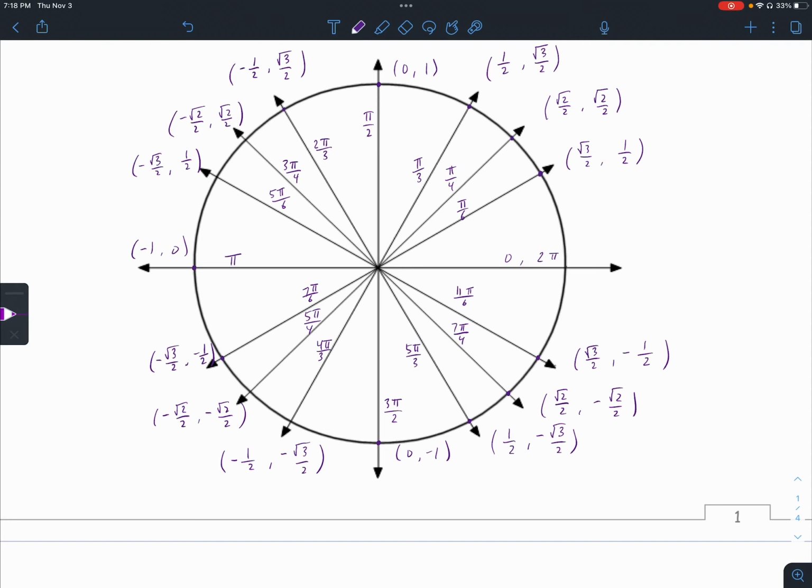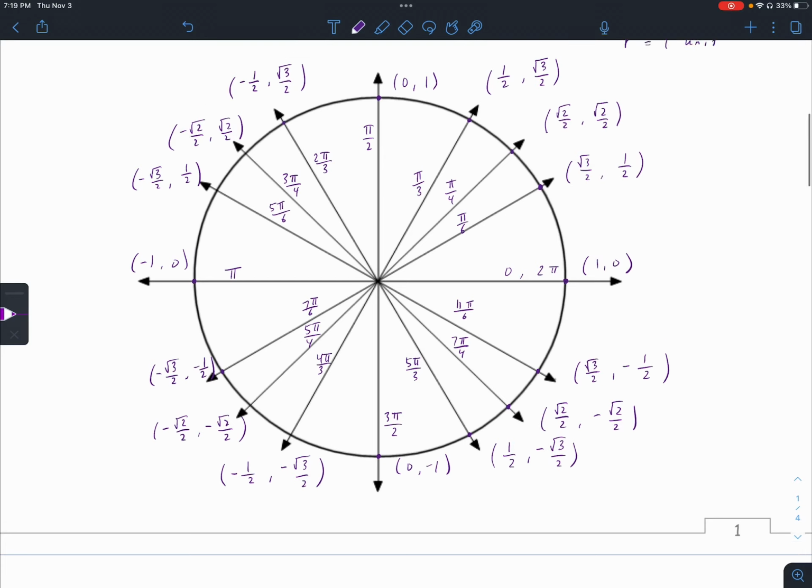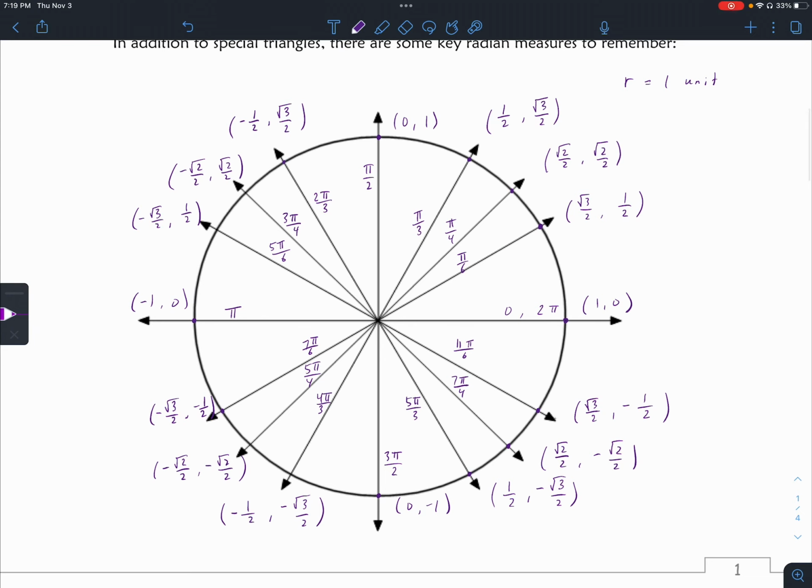Then lastly, that brings us to this last point over here, which is at 1 and 0. It's an x-intercept of the circle. Okay, so this is a good diagram to refer to. It shows all the ratios for sine and cosine, and also all the special angles in radians.